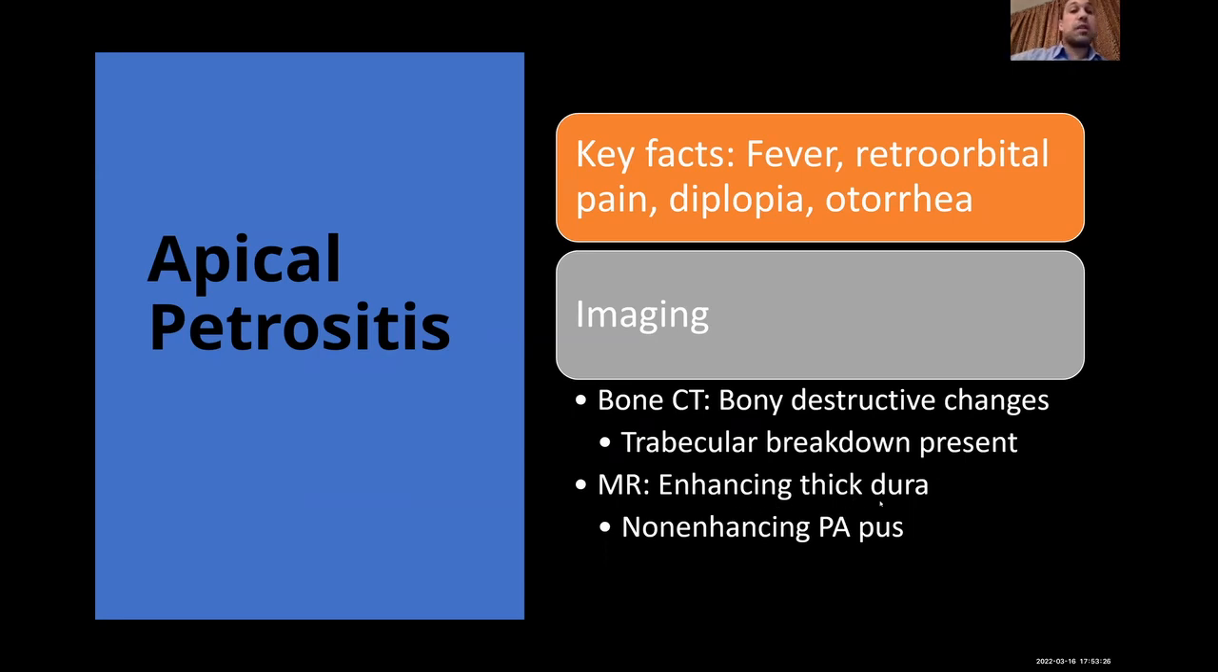Okay. This shows bony destructive changes, trabecular breakdown, and enhancing thick dura. The enhancement of the dura is reactive. Don't forget the history: fever, retroorbital pain, and otorrhea. Great. So this is Gradenigo.